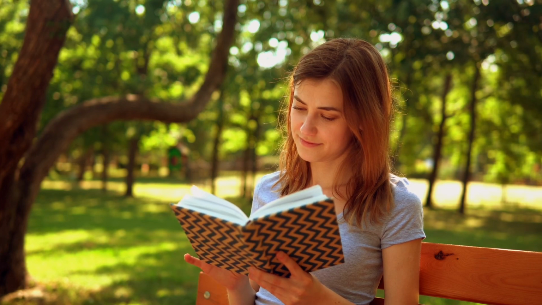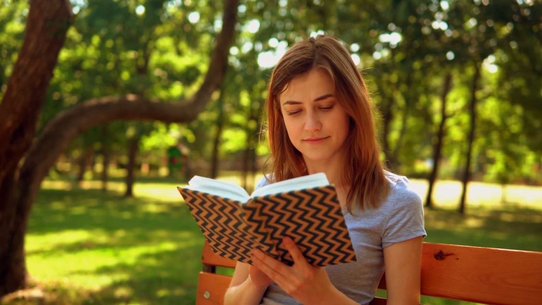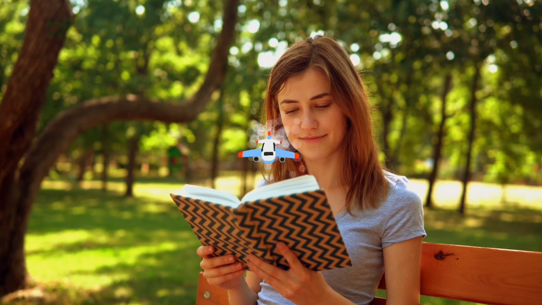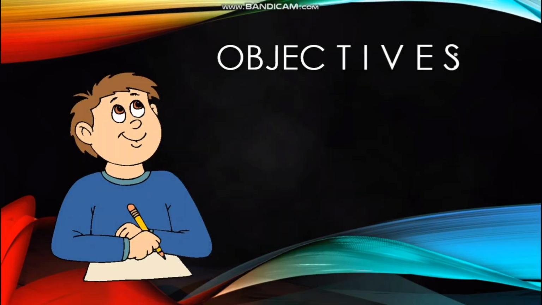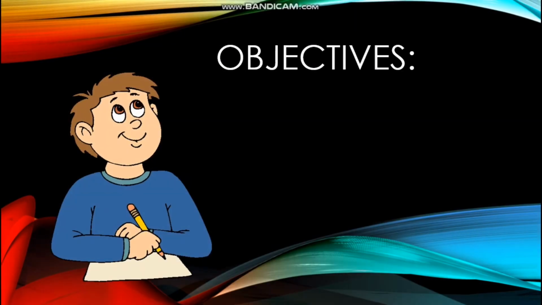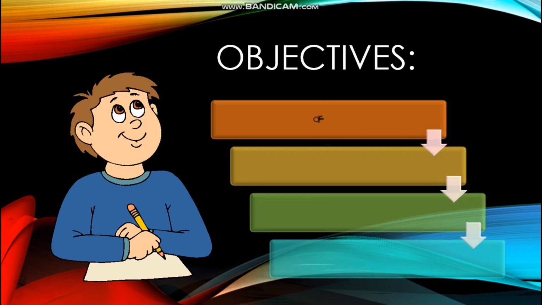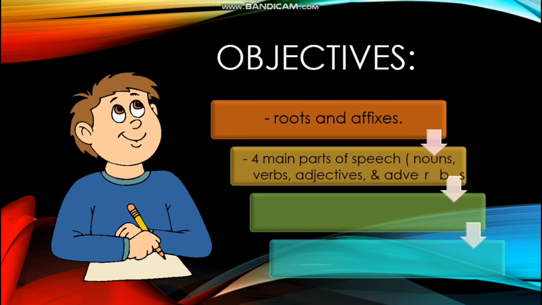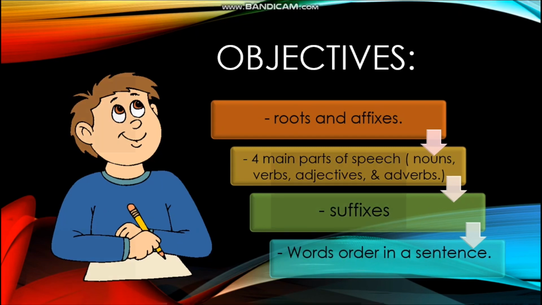We recommend you to watch this video to the end, to know more about the derivation. Adjectives. In this video, we'll make a quick revision on the following concepts: roots, affixes, and the four main parts of speech: nouns, verbs, adjectives, and adverbs. Then we'll learn the suffixes for each part of speech. Finally, we'll try to discover words order in a sentence.